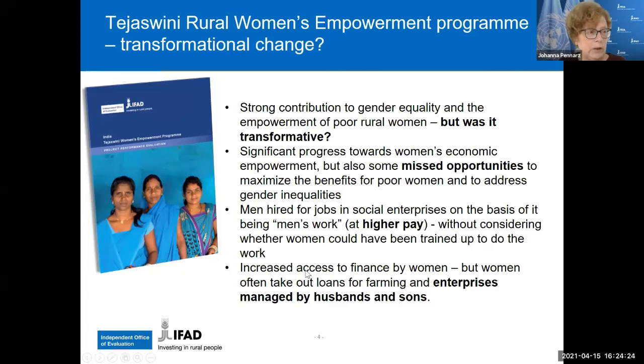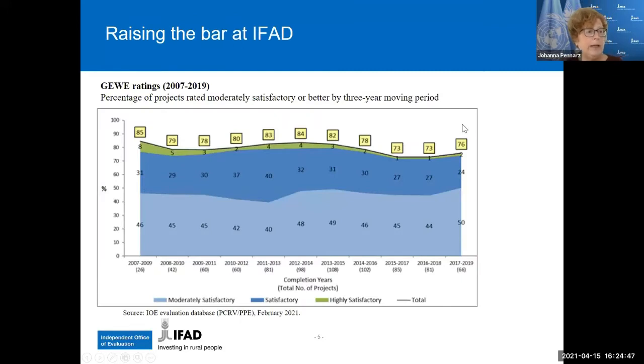Then they found also increased access to finance by women, but women often take out loans for farming and enterprises managed by husbands and sons. So this was actually quite a high profile program, but applying this framework, we thought it's actually not sufficiently transformative. Now, what does it mean for IFAD as a whole? I'm showing you from our annual report on results and impact of IFAD's operations the ratings on gender over the years. They start in 2007 and go up to 2 years ago.